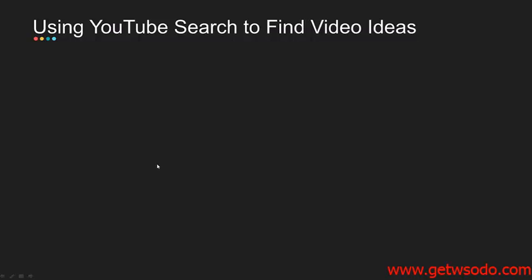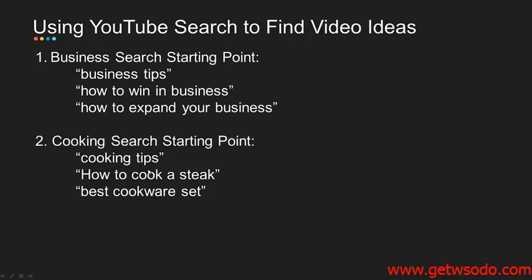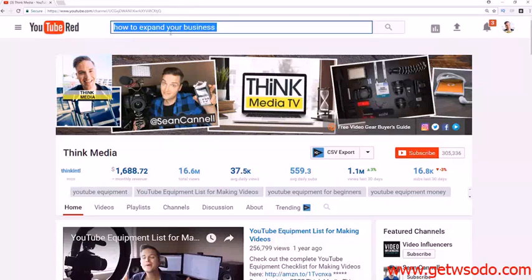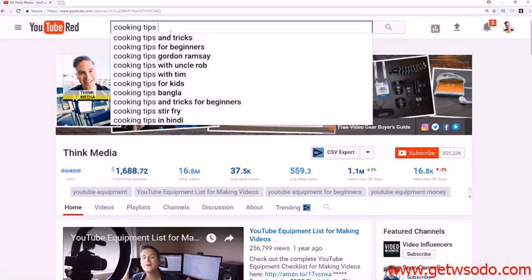But then we also can do it in different niches, right? And this will work for any niche, any topic. So let's do cooking. So cooking tips, how to cook a steak, or like best cookware. So let's go cooking tips. Cool. So you could start with tips, but then look, it goes even bigger. Cooking tips for beginners, cooking tips for kids. Totally different, great video ideas.